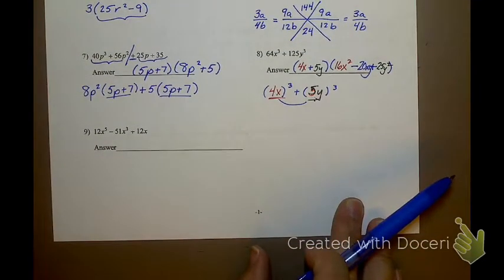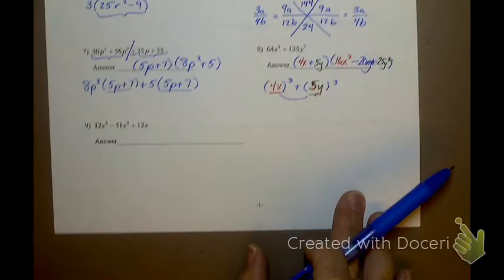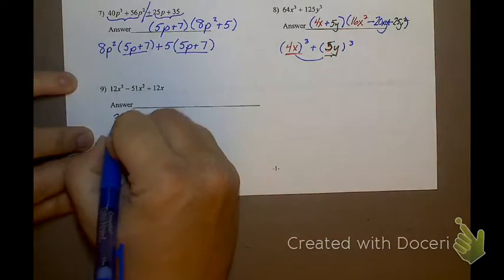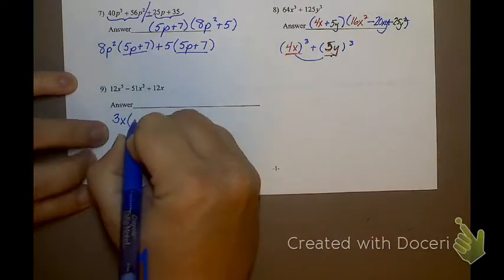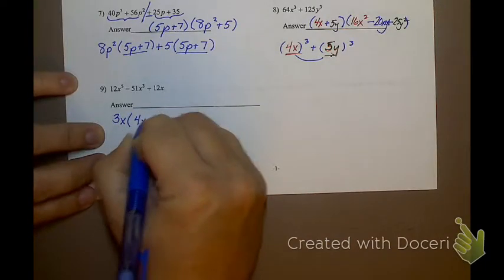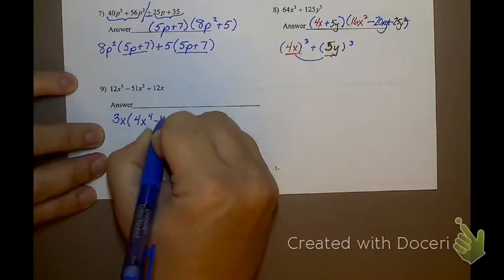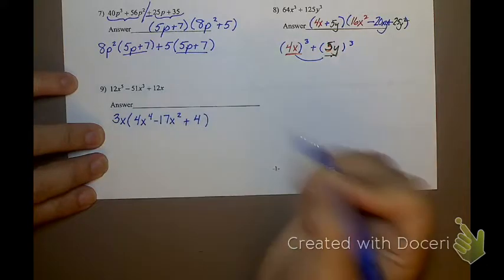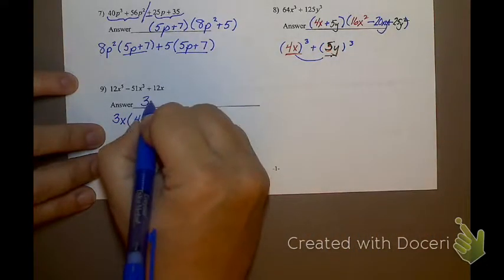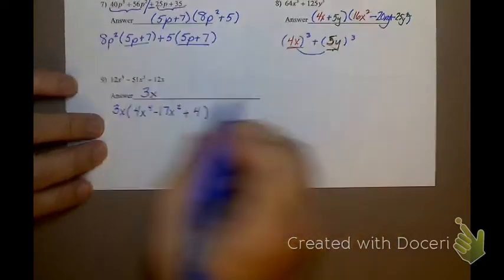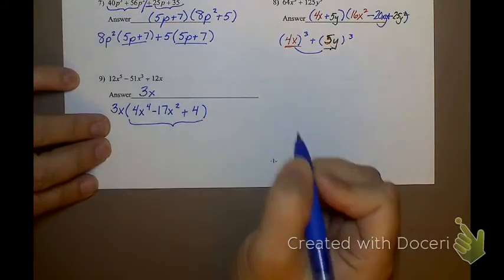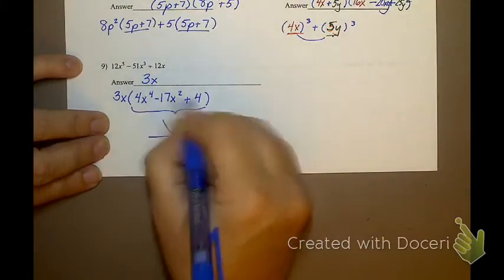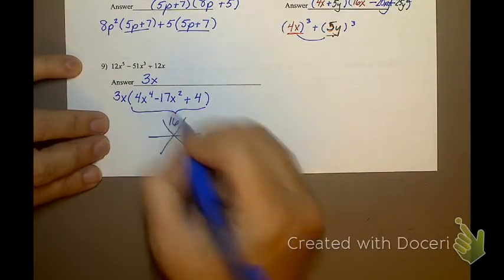Number 9, several groups lost 3 points on number 9, unfortunately. Do they have anything in common, first of all? 3x. If I take out a 3x, what's left inside? Minus 17x squared plus 4. Okay, so I know in my answer, I have a 3x first. This right here, what method am I going to use? Snowflake or super X. 4 times 4 is 16. Negative 17 on the bottom.